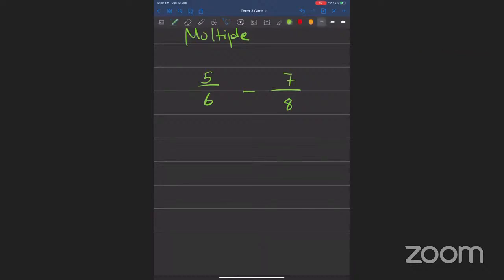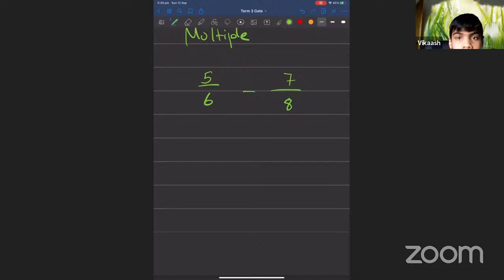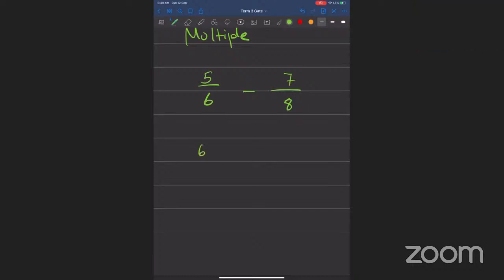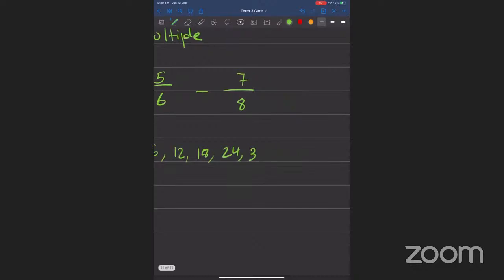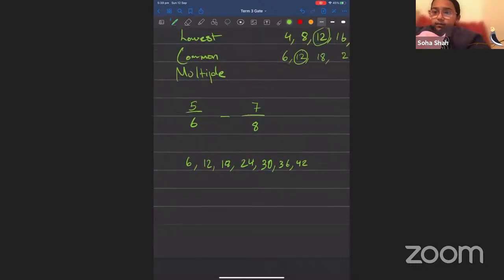Okay, we got a few answers in. Let's give it a shot. So again, we need to find what their lowest common multiple is. Write down the multiples of 6. It is 6, 12, 18, 24, 30, 36, 42, and it goes on.